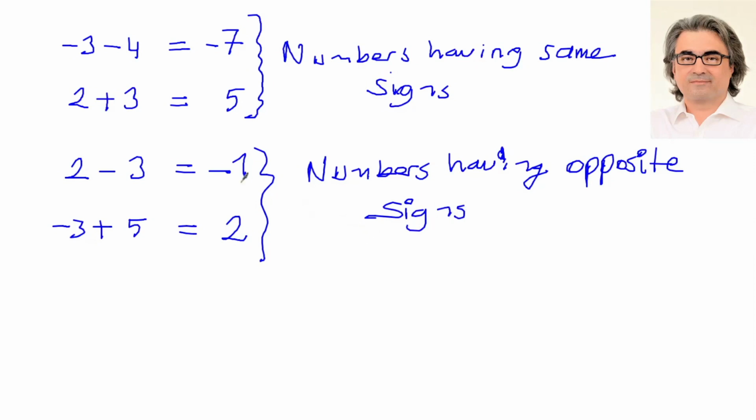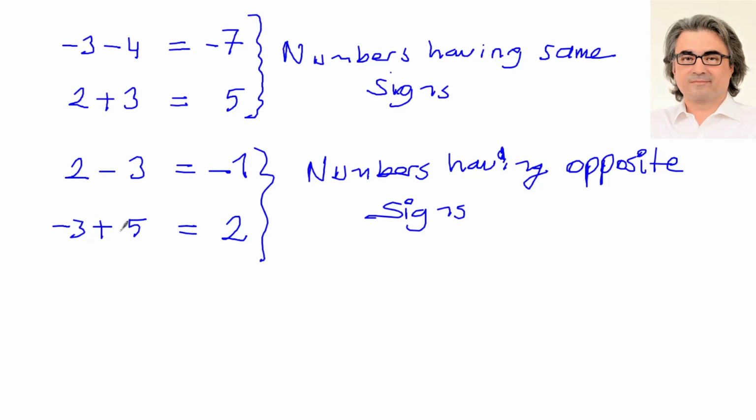And let's summarize. If I have numbers having the same signs, then I'll find their summation and I'll put the common sign of these two numbers in front of the result. Okay? If the numbers have opposite signs, then I should find the difference between them.